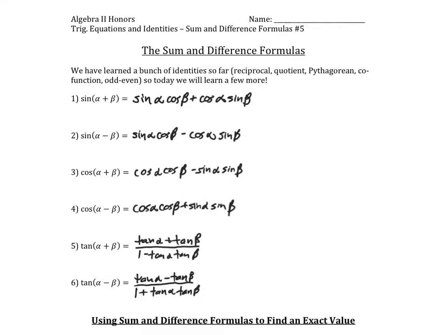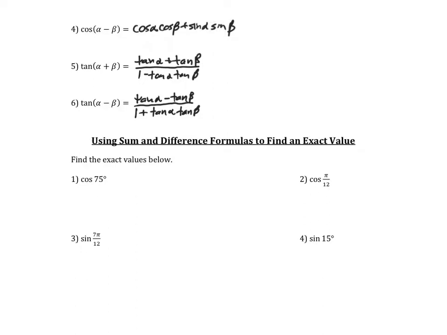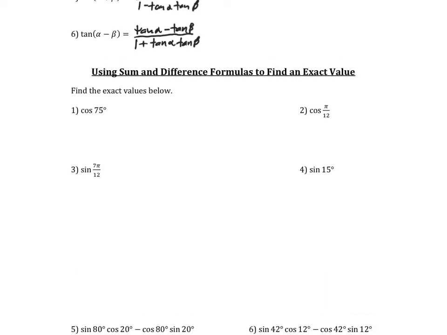But now I want to show you how we use them. How is it useful? It says find the exact values below. Cosine of 75 degrees. I know we haven't done many trig values with degrees as the input, but I gave us some degrees on this worksheet because it's actually a little bit easier to see using degrees how these sum and difference formulas are useful. It's a little bit harder with radians. We can still do it with radians, and as you see, you've got some radians further on in the worksheet, but I wanted to start off with a few degree ones that are simple.